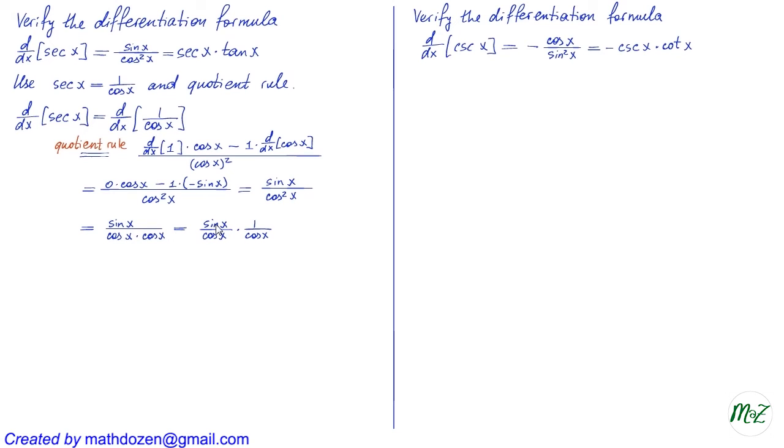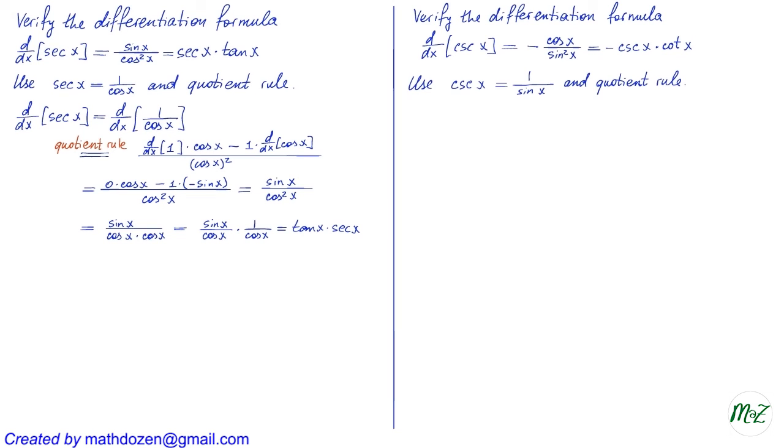So now we definitely have that sine over cosine is tangent, and 1 over cosine is secant. So we have that this is tangent secant. Tangent x times secant x. And it is sometimes convenient to have it in this form.